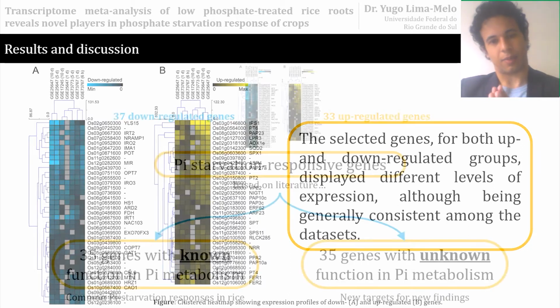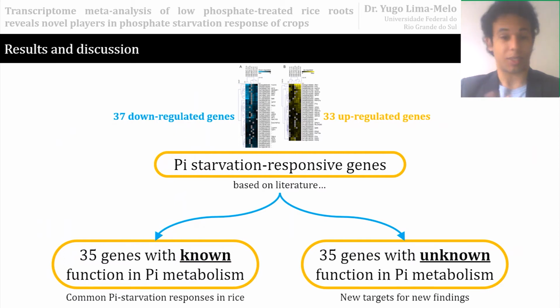So after finding these genes, which are all of them phosphate starvation responsive genes because of the treatment of phosphate starvation, obviously, we performed a deep search on literature for information for each of these genes. And then we were able to classify them into groups: the group of genes with known function in phosphate metabolism and the group with genes with unknown function in phosphate metabolism. Each of these groups had the same number, interestingly, which was 35 genes for each group.